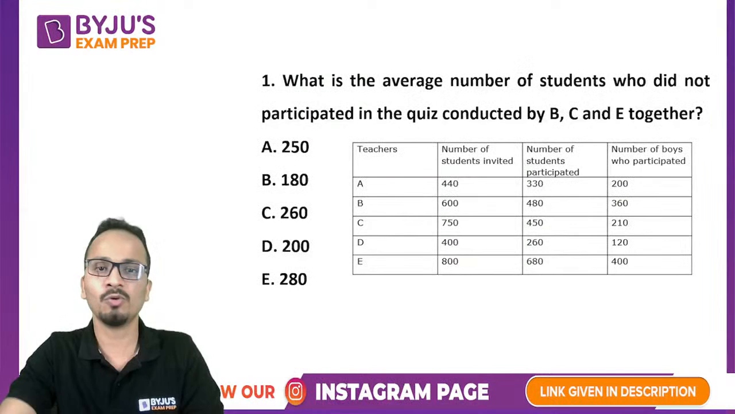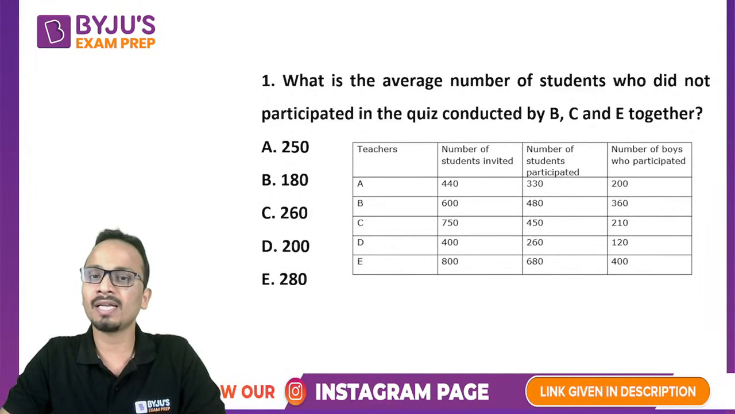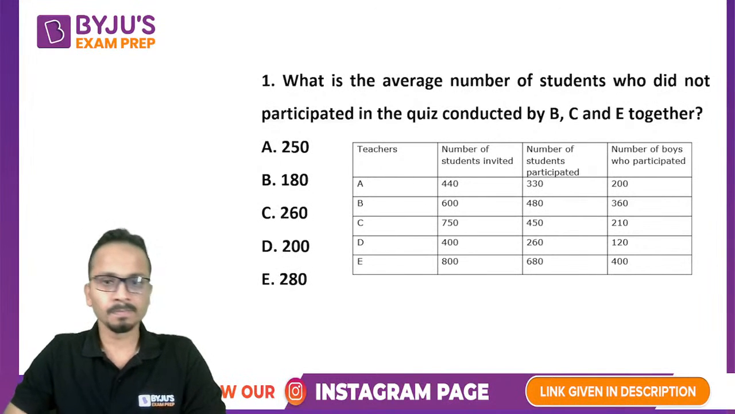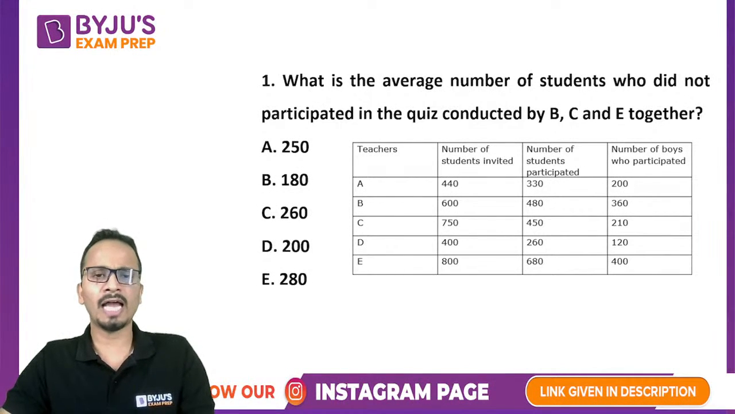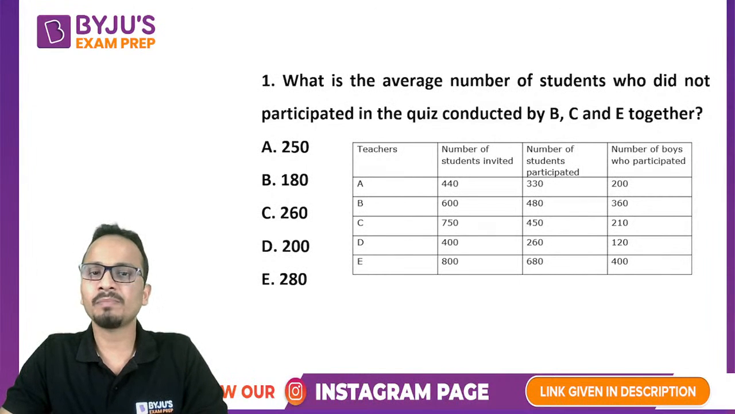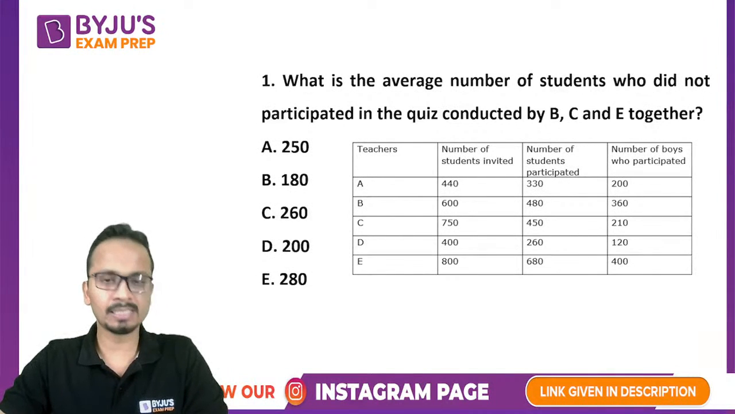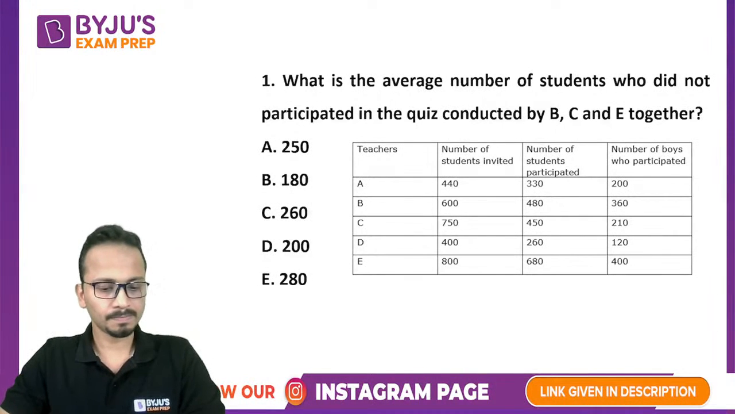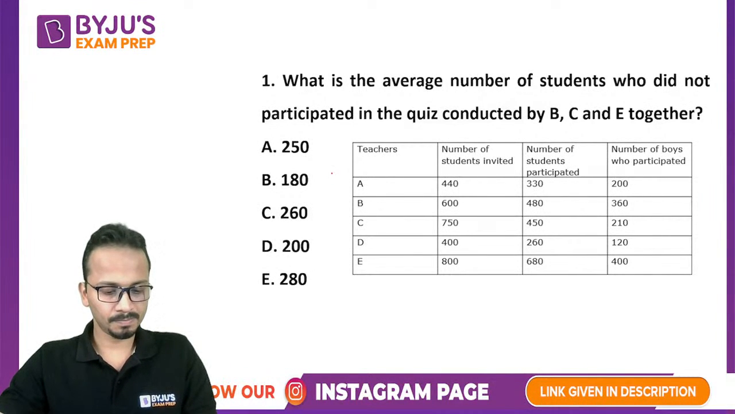So first question on your screen now. Question number 1 says, what is the average number of students who did not participate in the quiz conducted by B, C and E together? I'll wait for 45 seconds on this question and then I'll start with the discussion. You may write your answer as option A, B, C, D or E. All right, any answer?